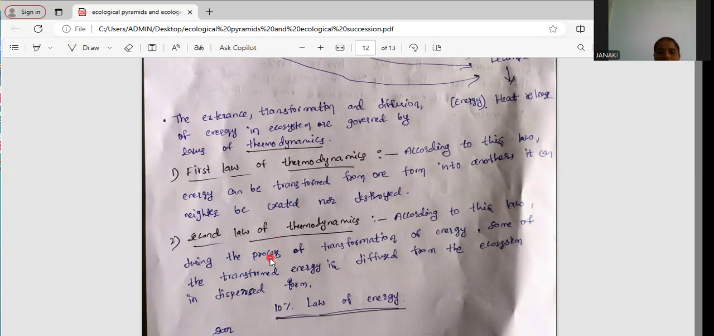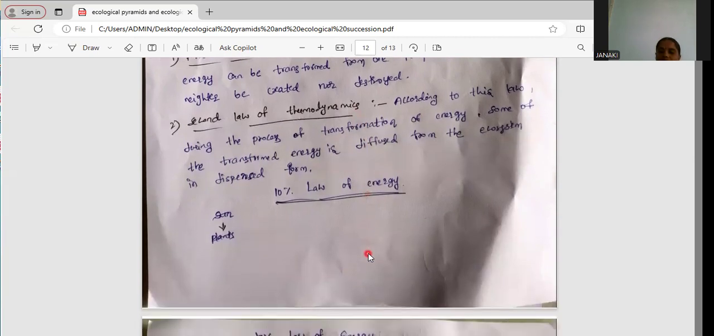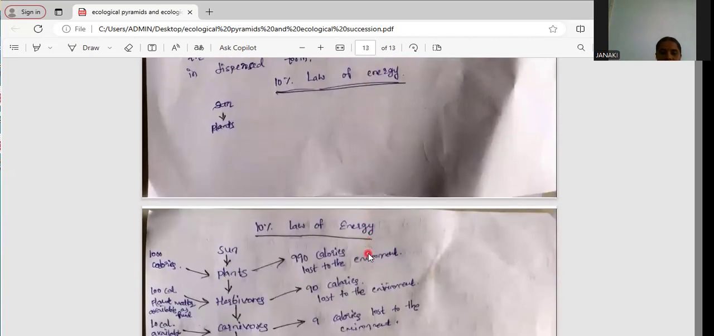Second law of thermodynamics. According to this law, during the process of transformation of energy, some of the transformed energy is diffused from the ecosystem, is dispersed from it. According to the law, during the process of transformation of energy, some of the transformed energy is diffused from the ecosystem.